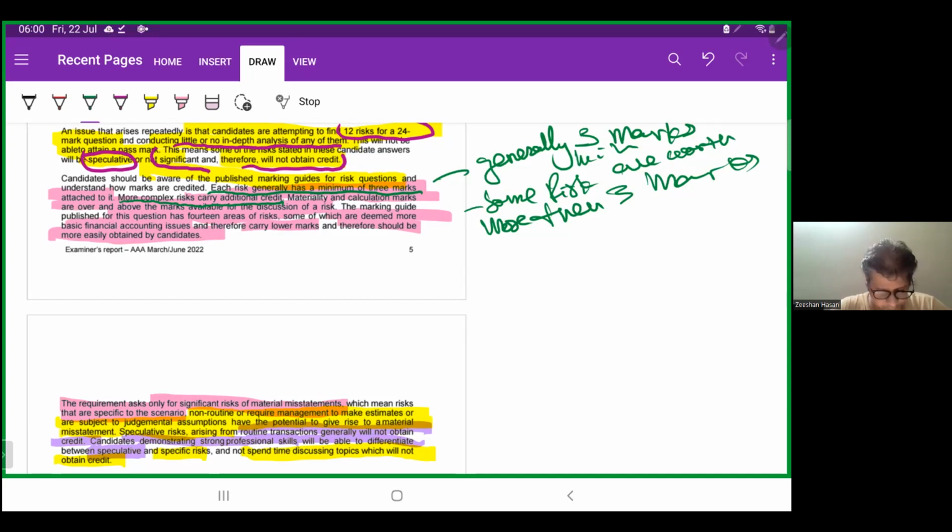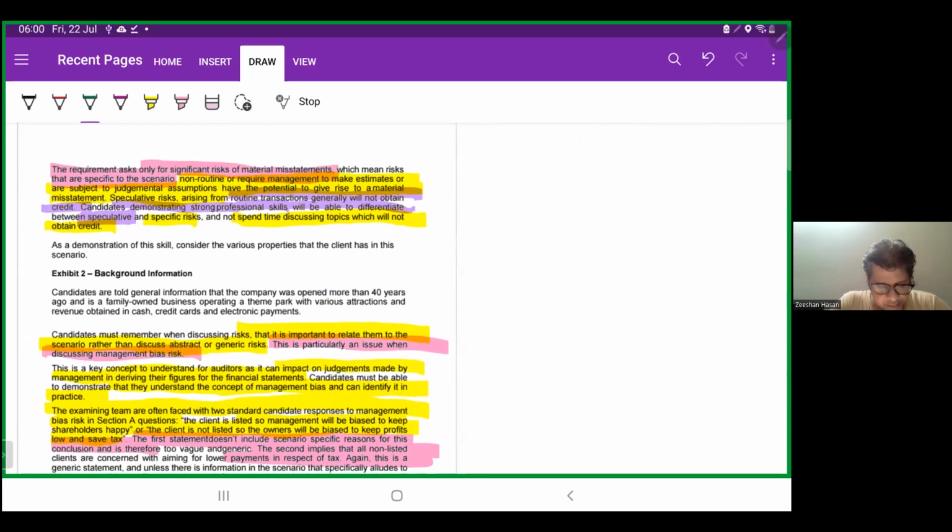Now, the requirement asks only for significant risks of material misstatement, which means risks that are specific to the scenario, non-routine, require management to make estimates, or are subject to judgmental assumptions, and have the potential to give rise to a material misstatement. Speculative risks arising from routine transactions generally will not obtain credit.